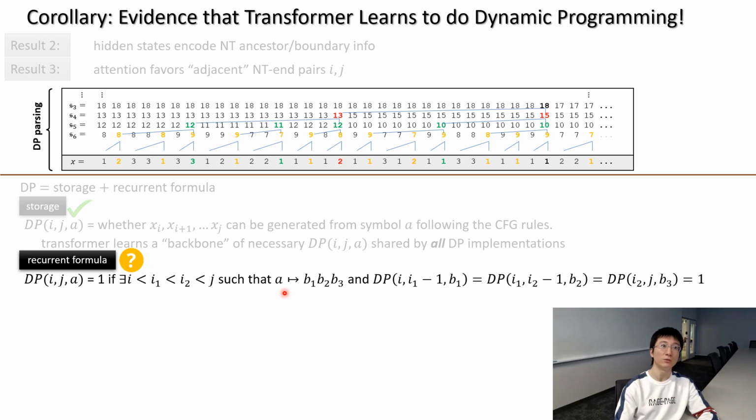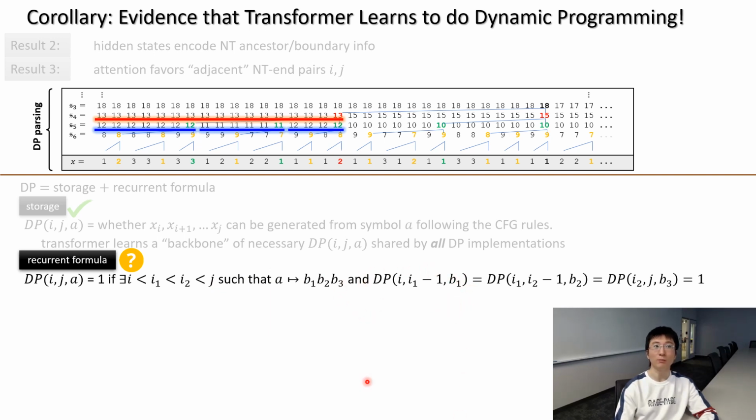there is a CFG rule that says A can go to, say, B1, B2, B3, and it happens that the 3 segments are all equal to 1. So for instance, if you have these 3 segments that satisfy dp of i to i1 for B1, i1 to i2 for B2, i2 to j for B3 all equal to 1, then you can conclude that the parent, dpij, equals 1. So this is one way to write down the recurrent formula.